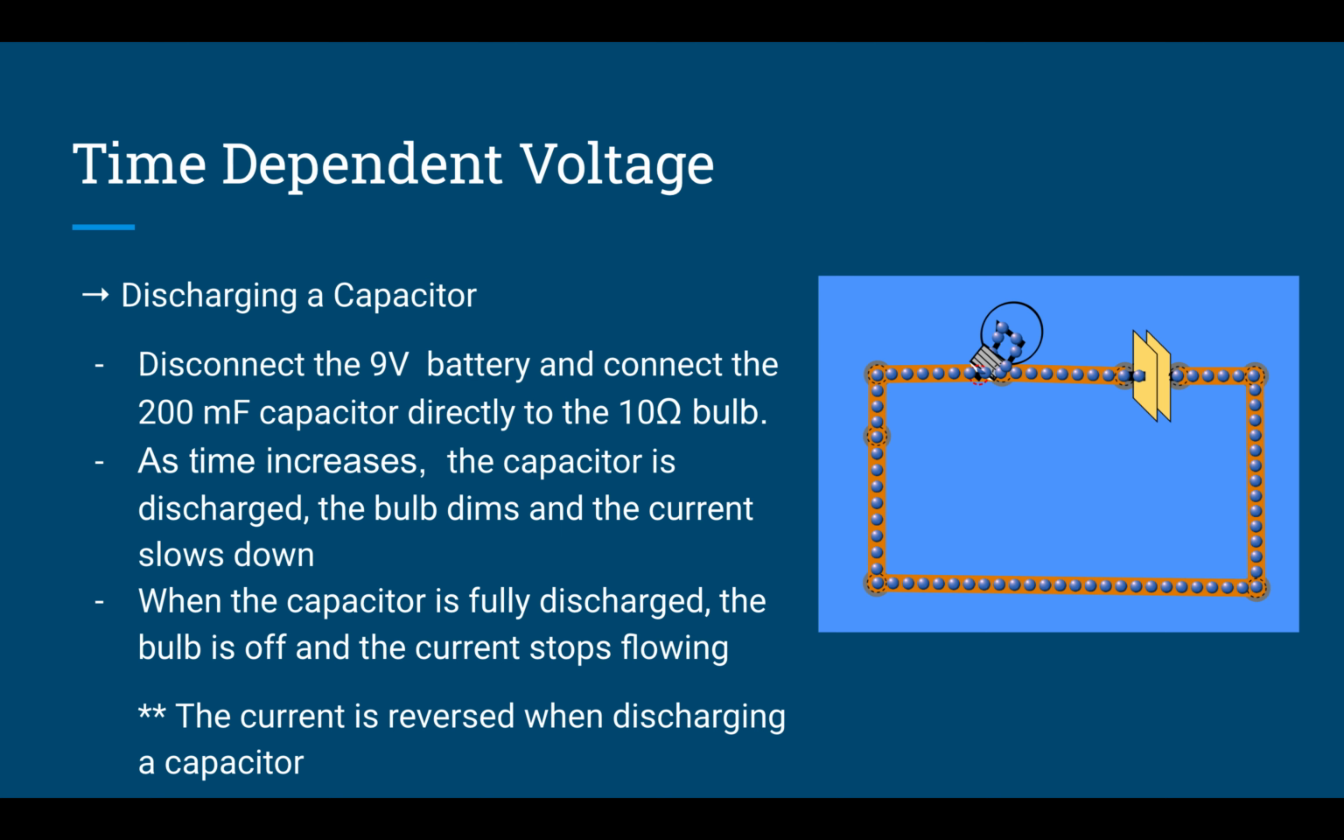By disconnecting the battery and directly connecting the capacitor and the bulb as shown here, I was able to observe the discharging of the capacitor as time increased. The bulb dimmed and the current slowed down until the capacitor was fully discharged and the bulb turned off and the current stopped flowing. We can also see that the current was reversed when the capacitor was discharged.